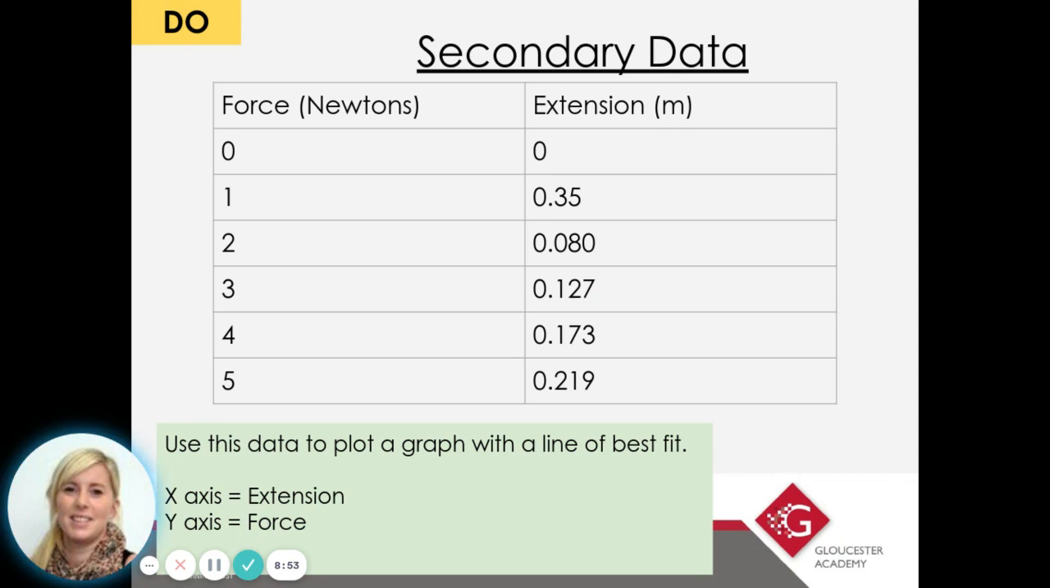Okay, so you've watched the video now, so thank you very much for that, and hopefully that was enjoyable. So here is the data that the teacher provided.